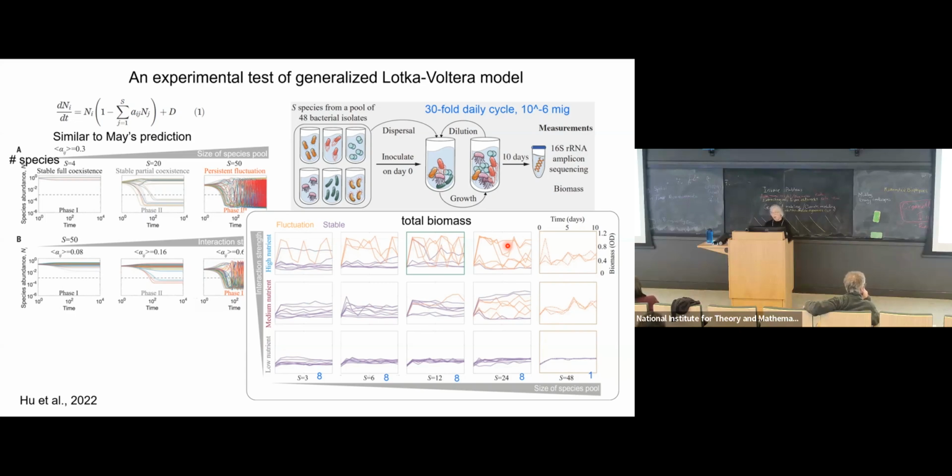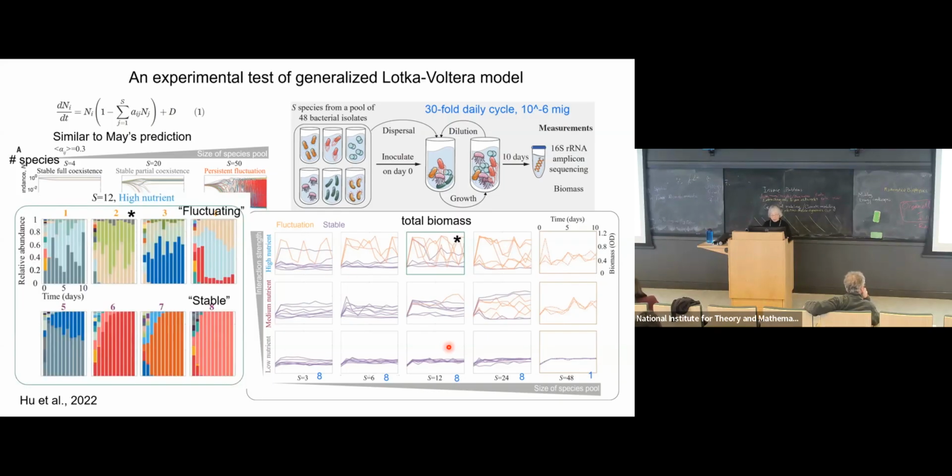But what's odd is this thing, right? The model didn't really tell you that total biomass should fluctuate. But regardless, they observed this fluctuation. And then they ask, well, what does the relative abundance look like? So they zoomed into this one, where S equals 12, the 12 species to start with. And they look at 8 examples, because from 48 you have many, many different ways of choosing the 12. They say the orange 4 are fluctuating, and the other 4 are stable, right? So they call this fluctuating and this stable.